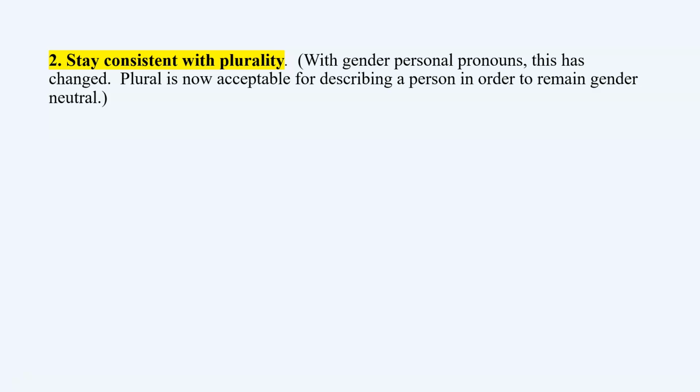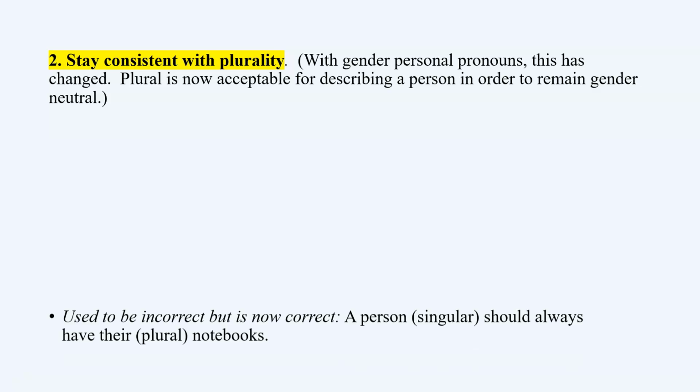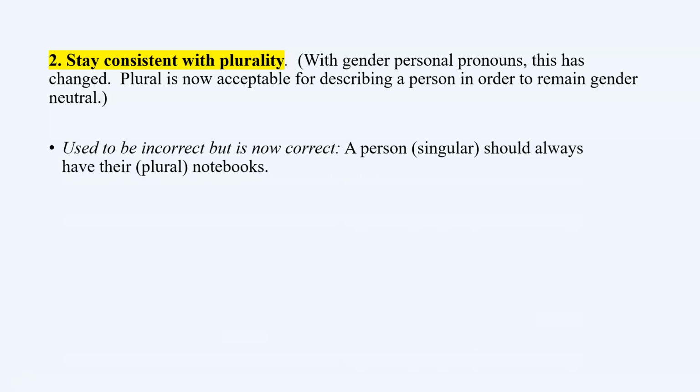Number 2, now with gender pronouns, this is changing. Plural is now acceptable to describe a person so that you can remain gender neutral. All right, but in general, if you use the singular in the first part of a sentence, when not talking about people, you have to use it in the second part or throughout the paragraph. For example, this used to be incorrect, but it's now correct. A person, singular, should always have their, plural, textbook. That's now correct.